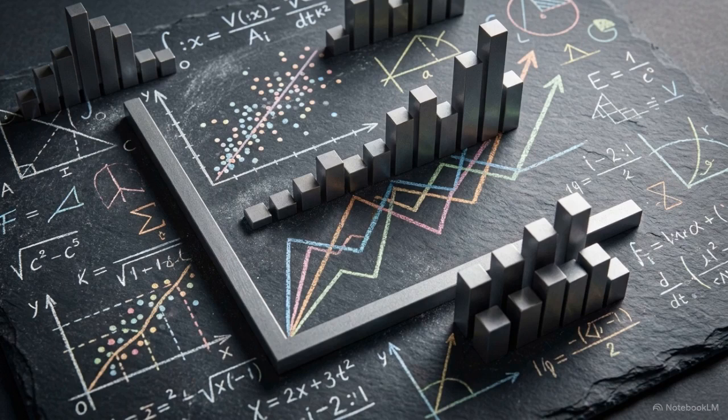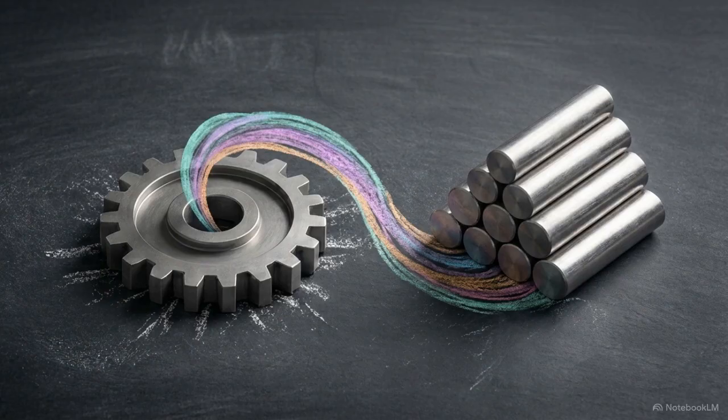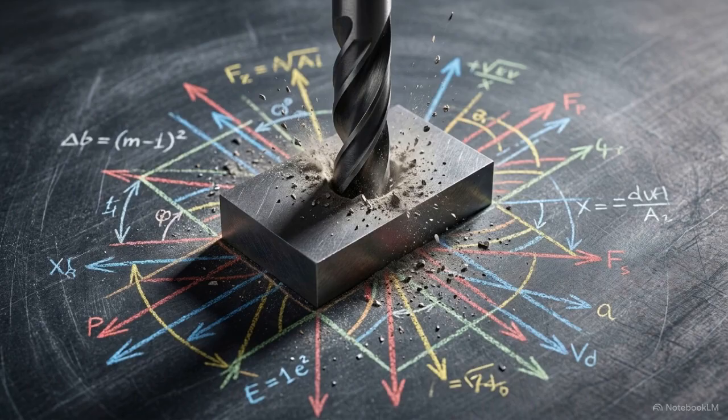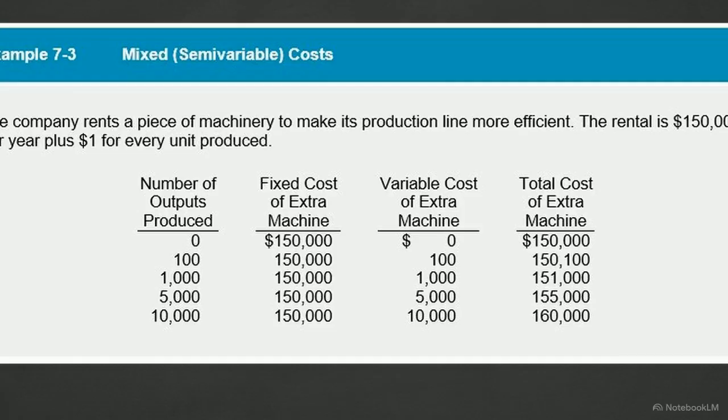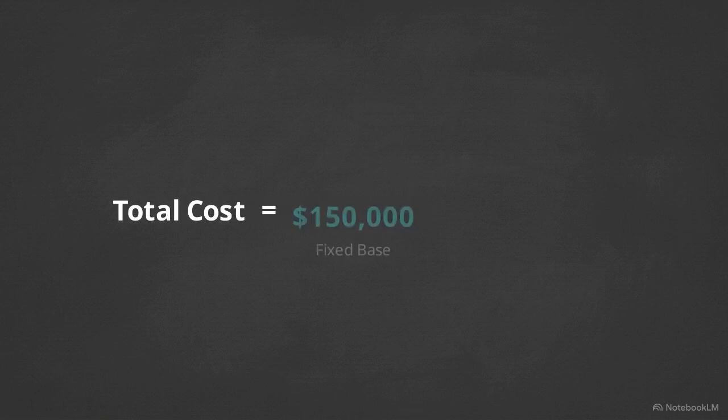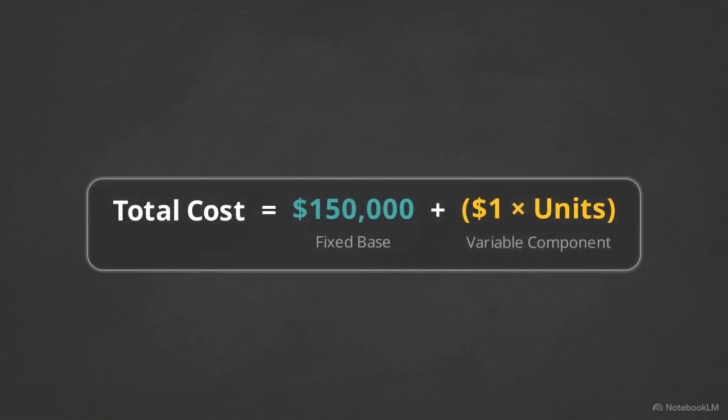Gaining a clear understanding of this relationship is the necessary foundation for identifying more complex mixed expenses in the real world. In practice, operational costs rarely exist in a purely fixed or purely variable state. Organizations frequently deal with mixed costs, combining both elements. Consider a company renting a piece of machinery to increase its production line efficiency. This table outlines the cost structure for that machine. There is a fixed baseline, a flat rental fee of $150,000 that remains unchanged. Added to that is a variable cost of $1 per unit that scales proportionately. The total cost is simply the sum of these two behaviors, creating a predictable formula for the overall expense.